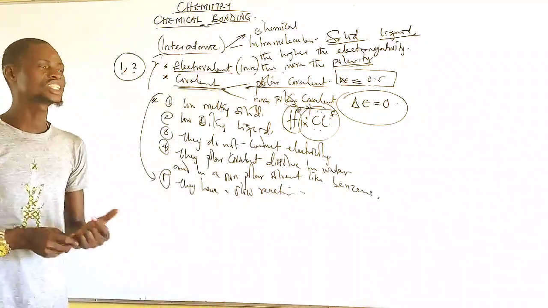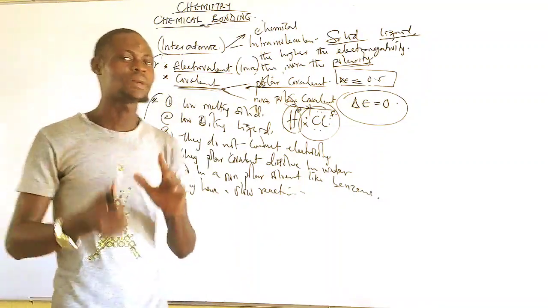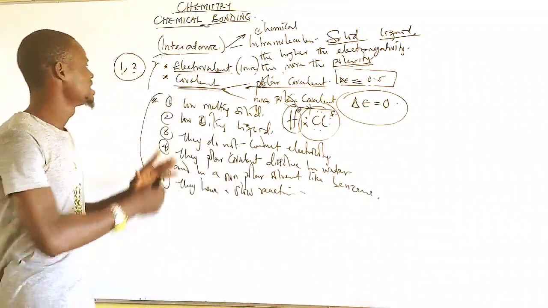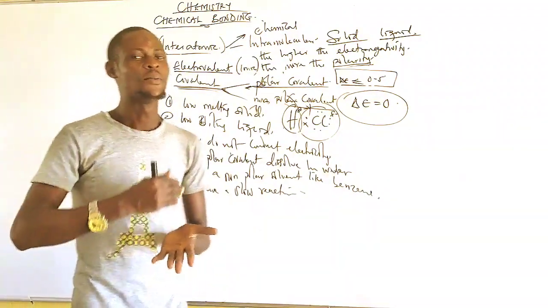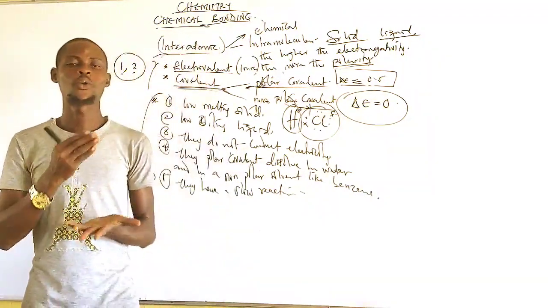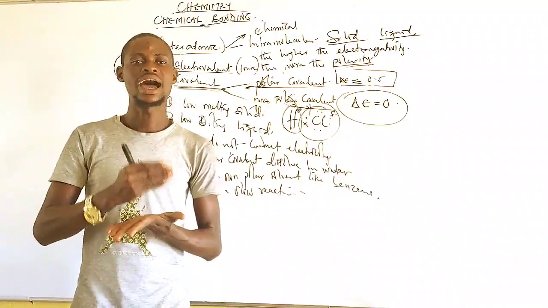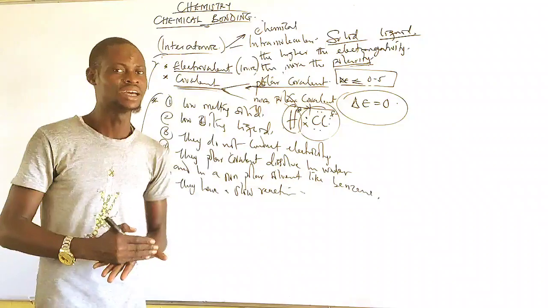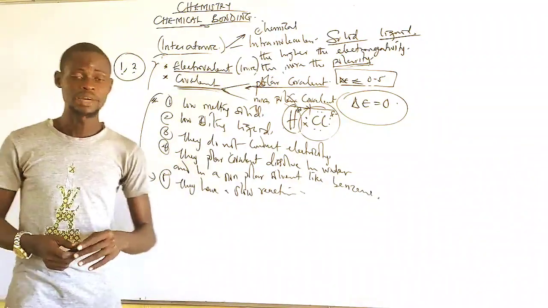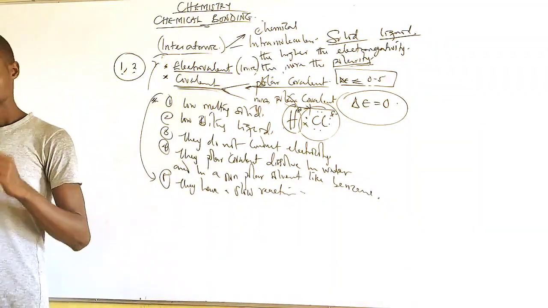So thank you for watching this video. In my next video, I'm going to be taking a look at coordinate covalent bonding, and then polar molecules. Why do some substances have covalent bonding but do not dissolve in water? And we're going to be taking a look at metallic bonding as well.